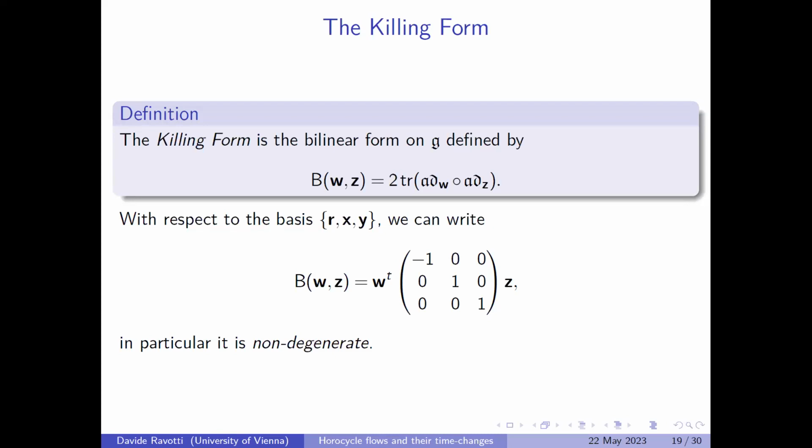Also the fact that this form is non-degenerate. This is true in the case of SL2R, but in a general group, you can do the same construction. And it turns out that groups for which this form is non-degenerate are precisely the so-called semisimple groups. So it's one characterization of semisimple groups, the fact that this form is non-degenerate. But I cannot say I have an intuition.